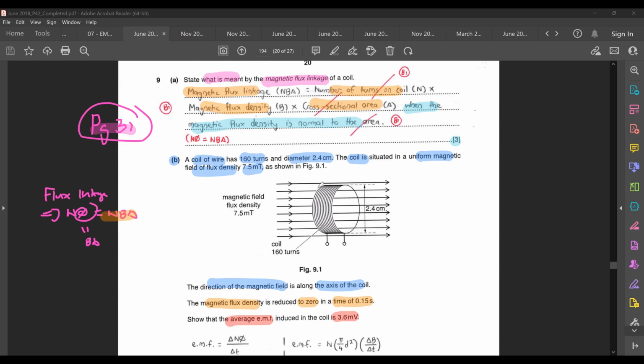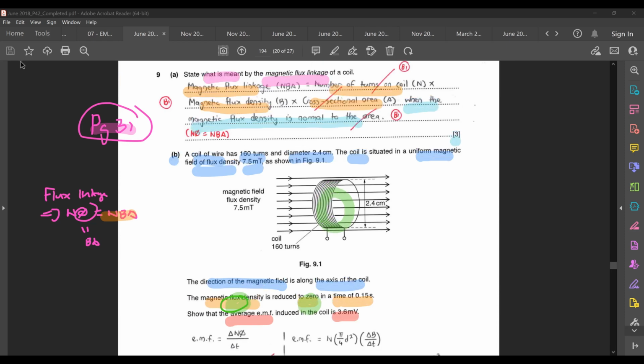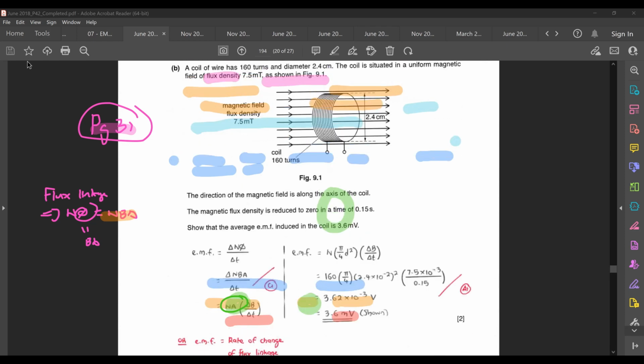So in your case, you want to find out the EMF that has been induced inside this coil here as a result of your flux density being reduced to 0. So there's a relation between flux density and flux. If your flux density is reduced, that would have meant that your flux is also reduced, which in turn would then mean that there's a rate of change of flux. You would have EMF induced. You want to show that the EMF induced is 3.6 millivolts here. So in your case, how do you find out that value?